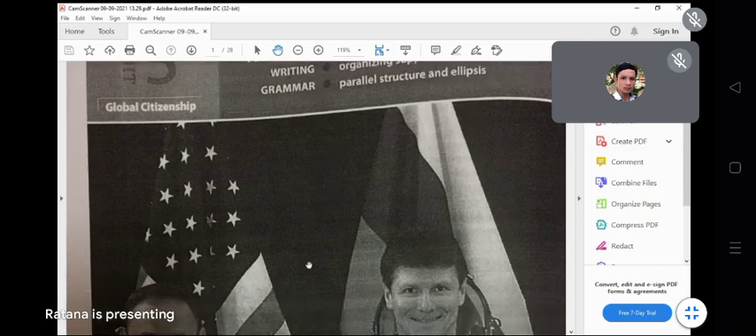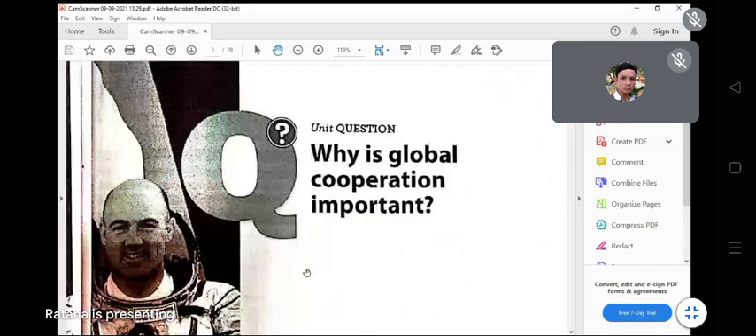Now we go to the question of the unit. I want at least 2 or 3 of you to explain why global cooperation is important. It's not right or wrong, but if you look at the big picture of the world, why is cooperation important?